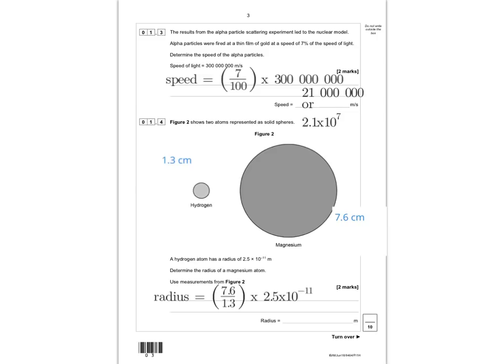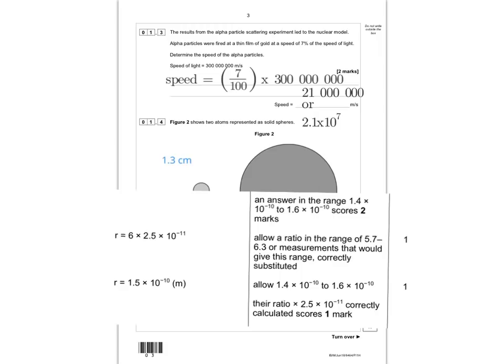You will get a mark by writing out your measurements here, as long as they're in range. And if you divide those by each other, they should give you a value of around about 6. Mine comes out as 5.8. When I multiply that by 2.5 times 10 to the negative 11, that will give me the correct answer. The correct answer should be about 1.5 times 10 to the negative 10. You can see the correct answer there as 1.5 times 10 to the minus 10.